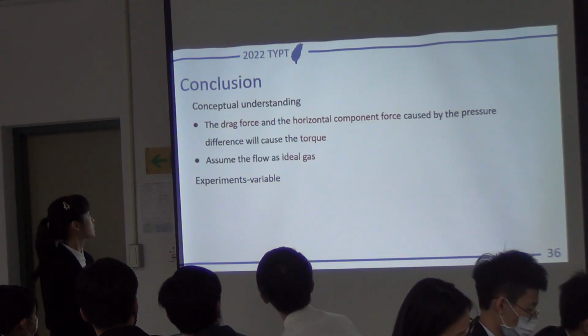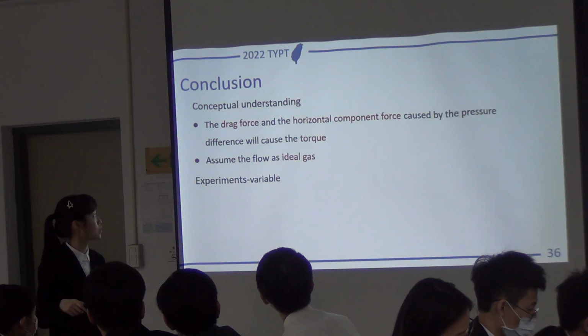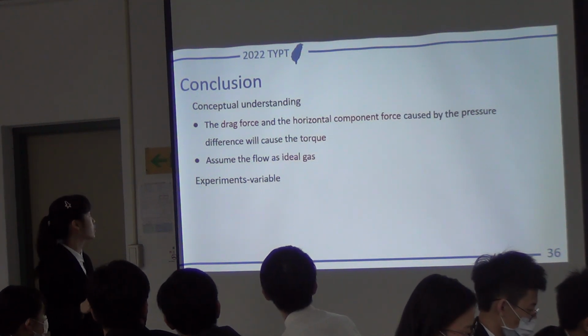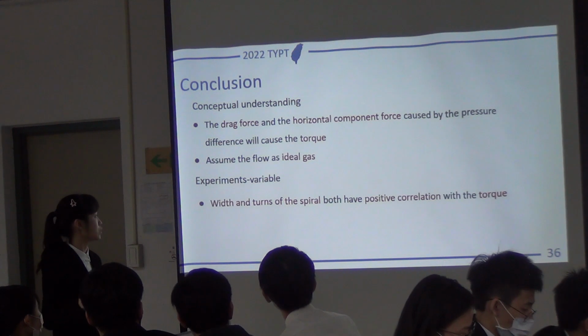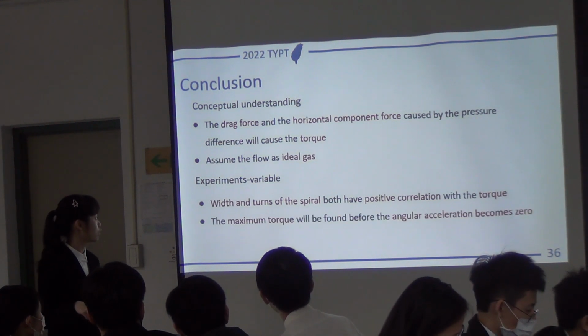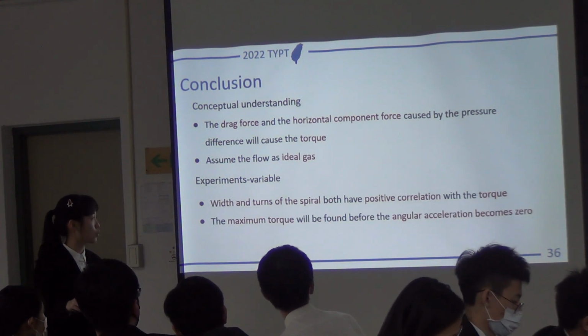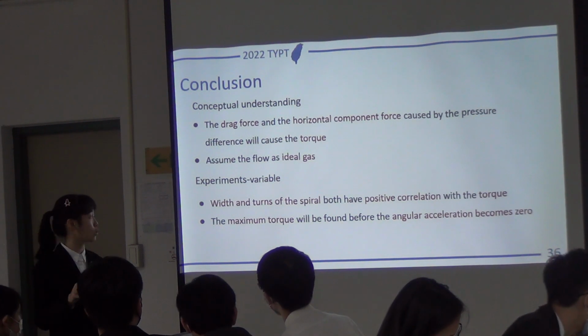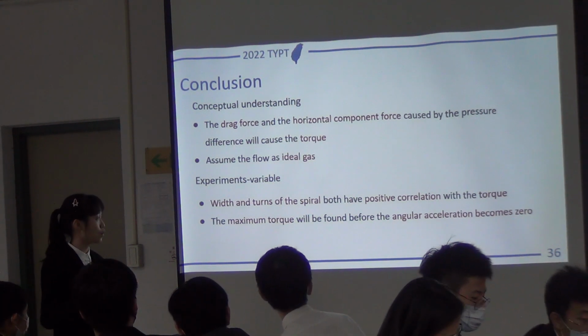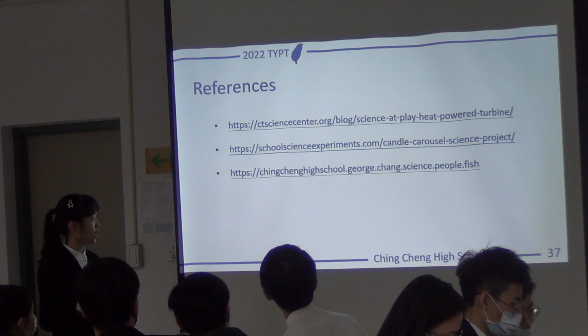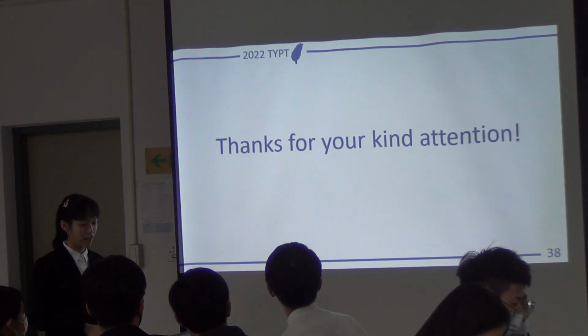For conceptual understanding, we found out that the drag force and the horizontal component force caused by the pressure difference produce the torque. For the experiment, we found out that the width and the turns of the spiral both have positive correlation with the torque, and the maximum torque will be found before the angular acceleration becomes 0. Here are the references. Thanks for your kind attention.